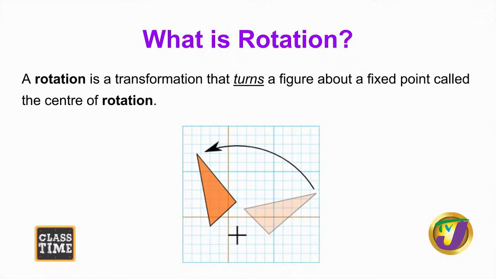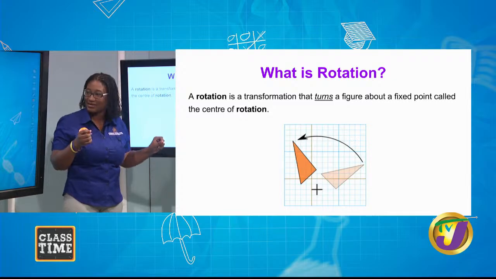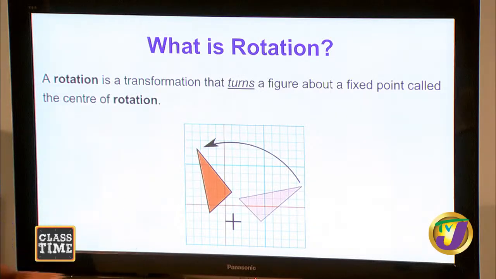So basically, it's turning. I'm looking at the picture and I'm seeing the arrow here. It's showing us this triangle and the fact that it's being turned around or about, as we would say, a fixed point, and this fixed point is right at that plus-looking sign. Yes, so we have that fixed point.